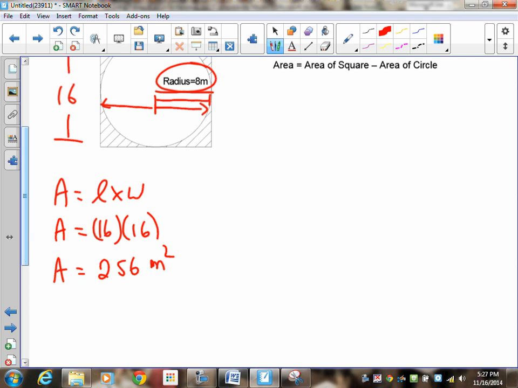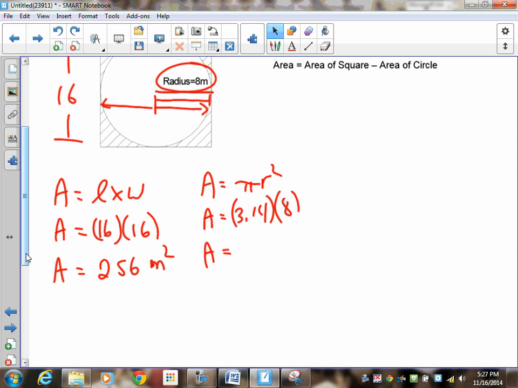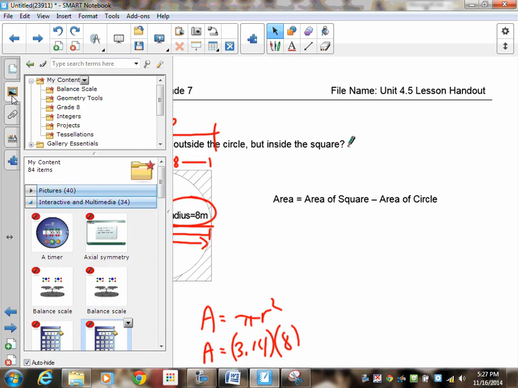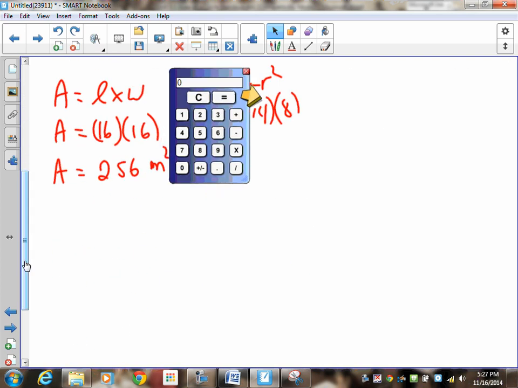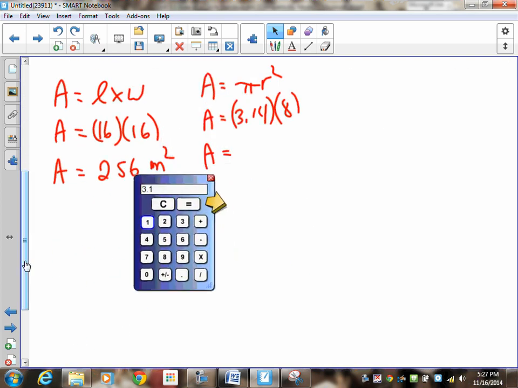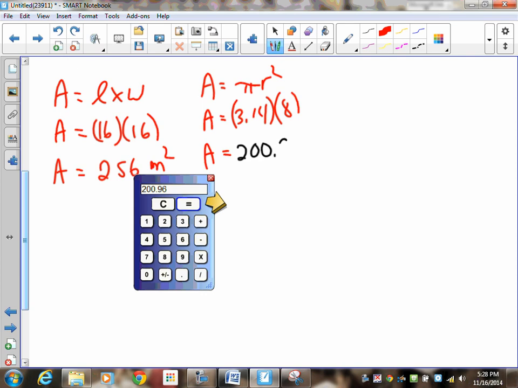Now let's find the area of the circle. That's equal to pi r squared. So in this case, area of the circle is 3.14, and the radius is 8. So 3.14 times 8 squared. Bring down your calculator. Okay, so 3.14. Multiply that by 8 times 8. That means that this is 200.96. Don't forget this is 8 squared. Don't forget to put that in. Okay, so 3.14 times 8 times 8.